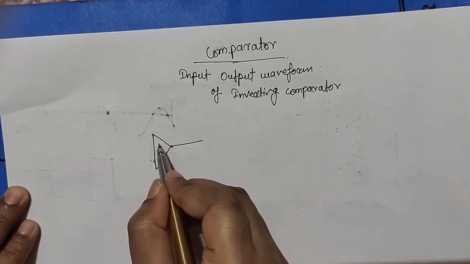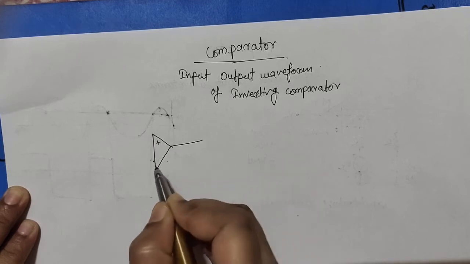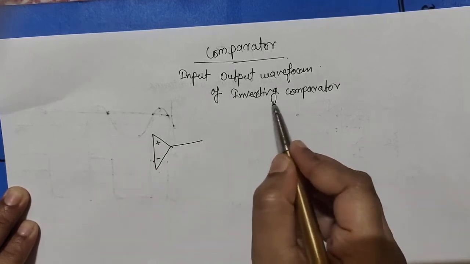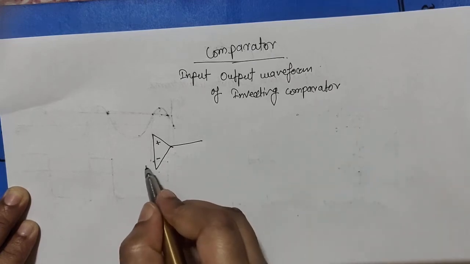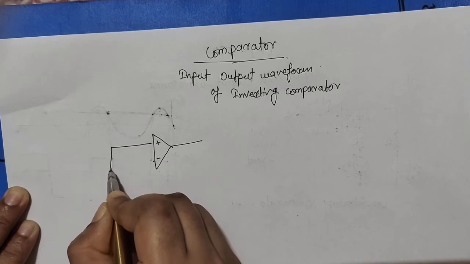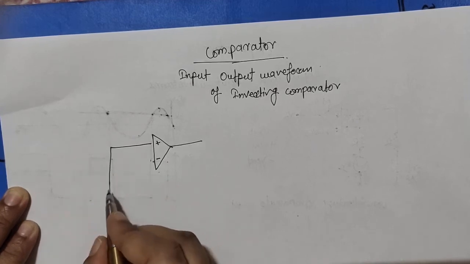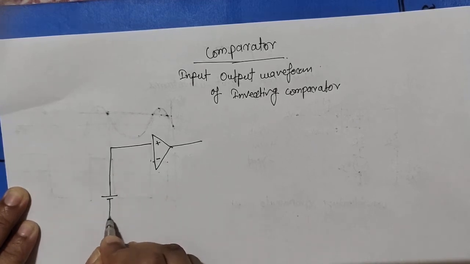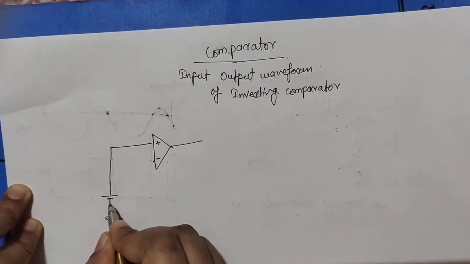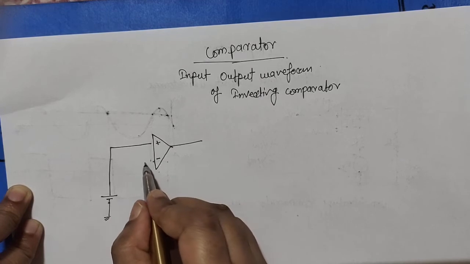This is the op-amp. If this is the positive terminal, then this will be the negative terminal. This is the inverting comparator. Inverting comparator means this positive terminal will be connected to the reference voltage, or we can say known voltage. This reference voltage may be an analog voltage or a digital voltage.